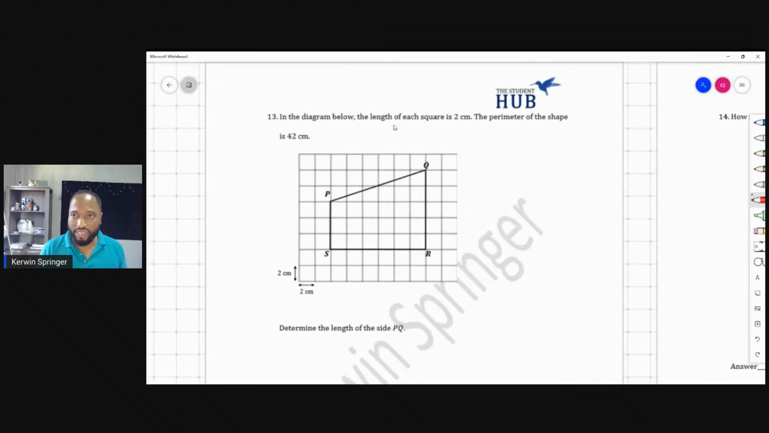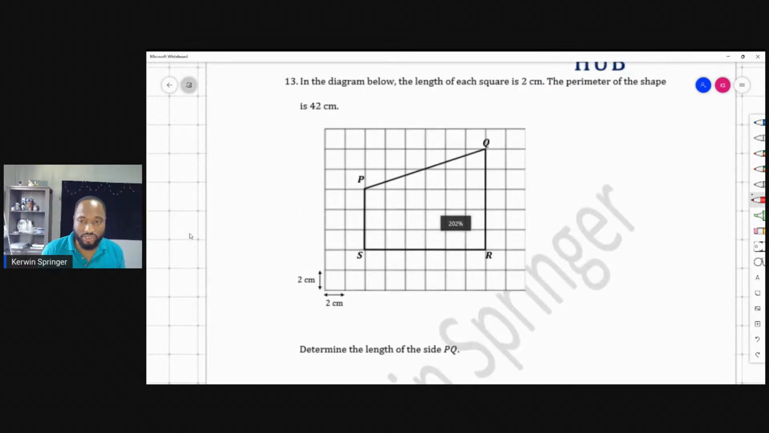In the diagram below, the length of each square is 2 centimeters. Watch this one. They give the length of each square as 2 centimeters. It's different. The perimeter of the shape is 42 centimeters. Are they sure? Determine the length of the side PQ. Ooh, what a question.